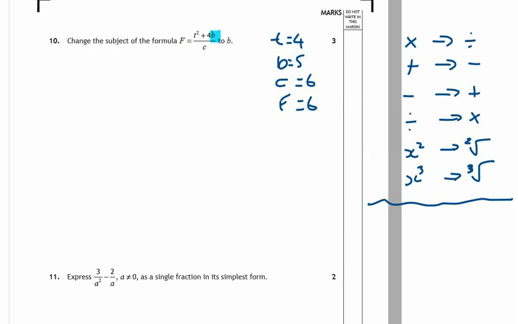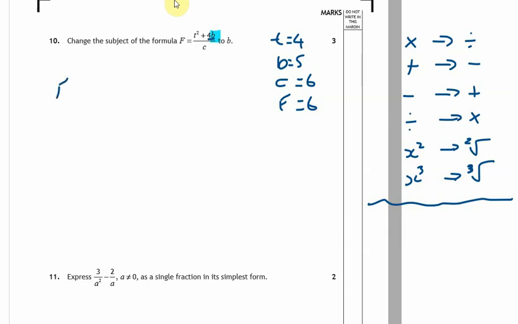The next thing is, when we do this, we're really trying to move things that are furthest away from what we're trying to find the subject of. So for example, we've got 4b. Now 4 times b, 4 is right next to b, so that'll be the last thing we're going to move. So I suppose people will be thinking to themselves, well, what do I do first? Do I do divide by c, or do I square root, or what do we do?